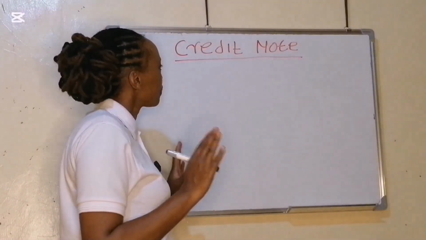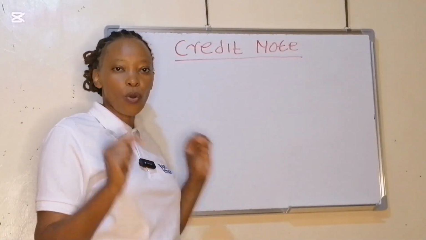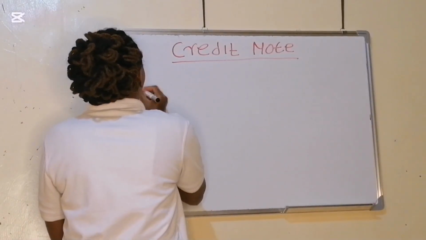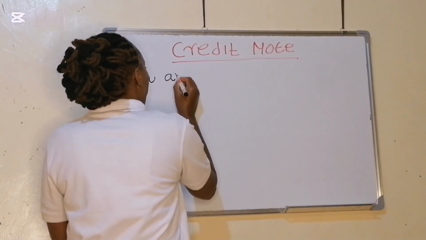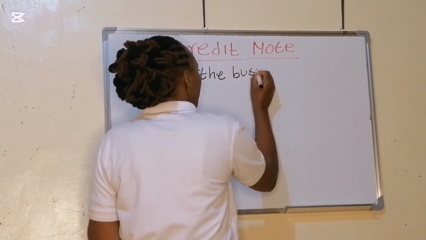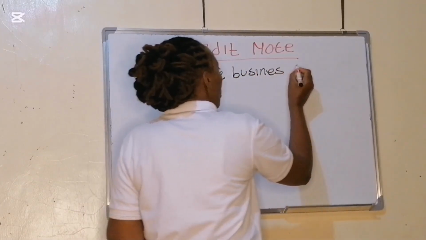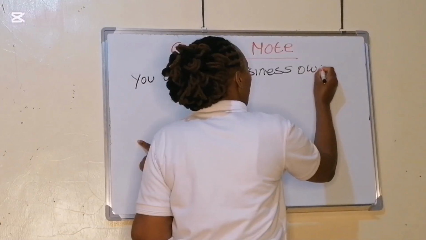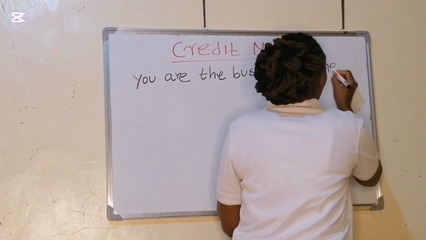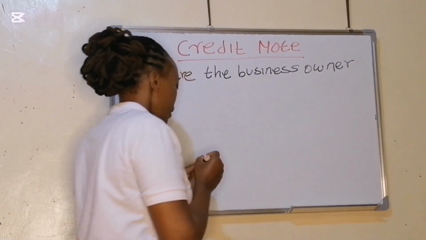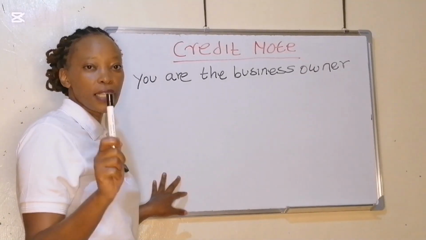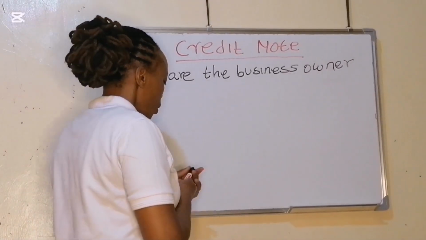Look here. You are the business owner. Now I have started doing demonstration. I'm using an example, so be attentive. Okay, now I have started with this first statement. You are the business owner. Now you are the business owner. You yourself, you are the business owner.